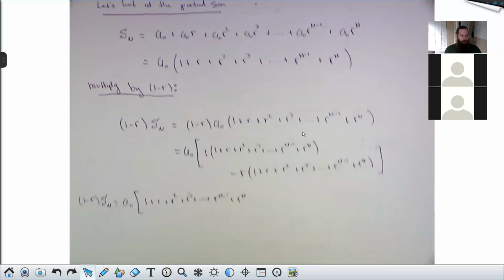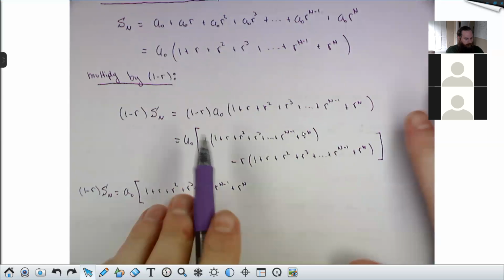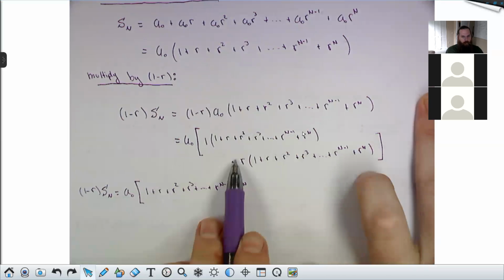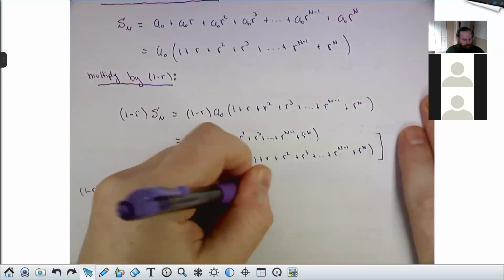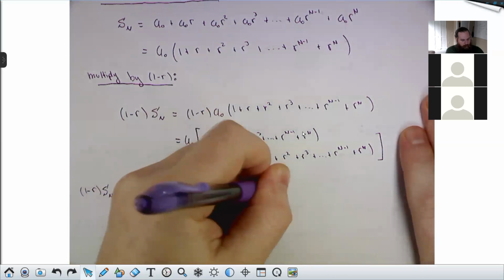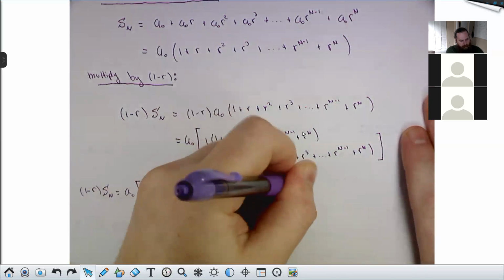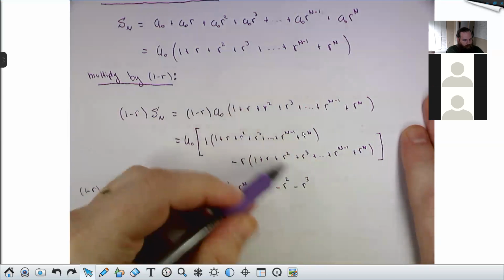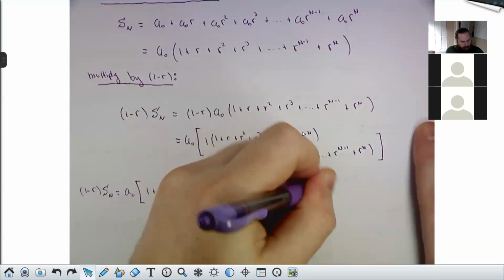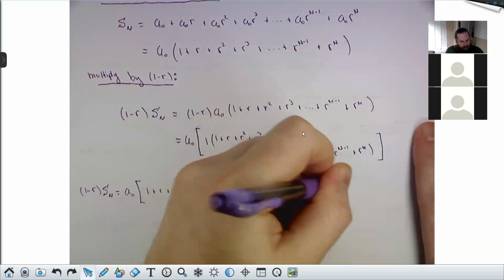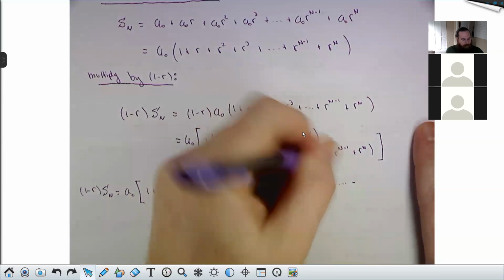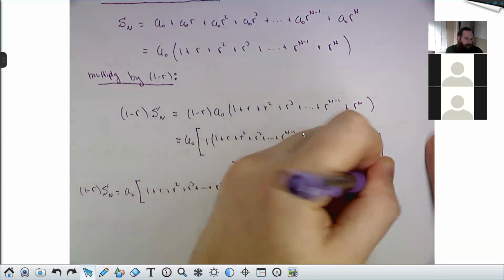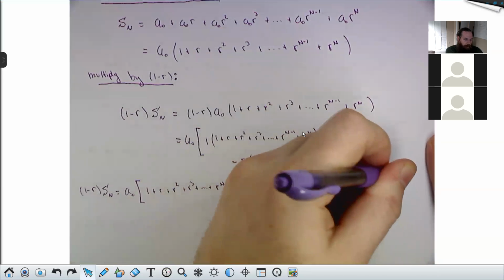So here's what I get when I distribute the 1. It's this. And now when I distribute this minus R, I'll get minus R squared, minus R cubed, right? R times 1 is R, times R is R squared, R cubed, minus R to the 4, minus dot, dot, dot, minus this would be R to the n, because it's R times R to the n minus 1. And then the last guy is minus R to the n plus 1.